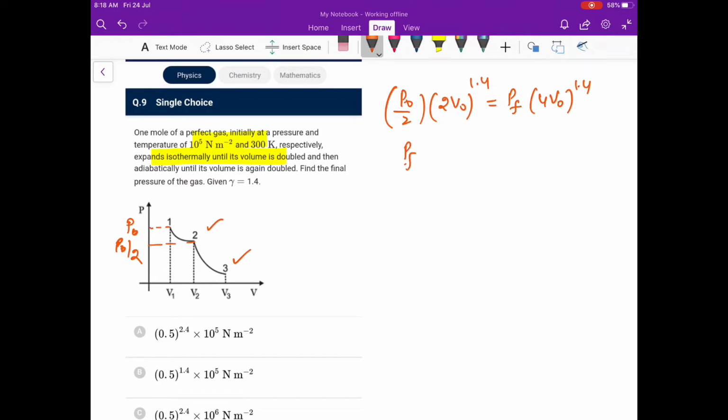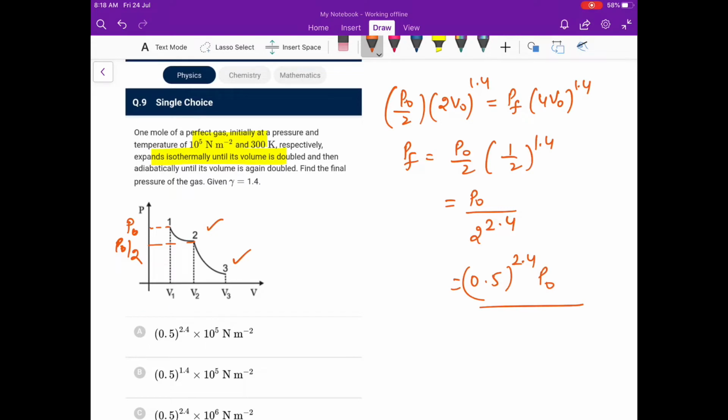So what is P final? P final comes out as P0 by 2 into 1 upon 2 to the power 1.4. So it is P0 upon 2 to the power 2.4. Or you can say 0.5 to the power 2.4 into P0, and P0 is 10 to the power 5. So this is the A option I am seeing. This is coming out to be the right one.